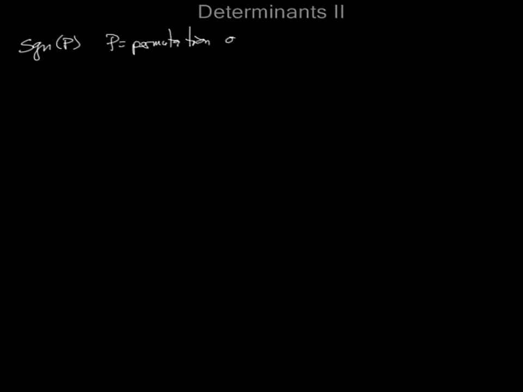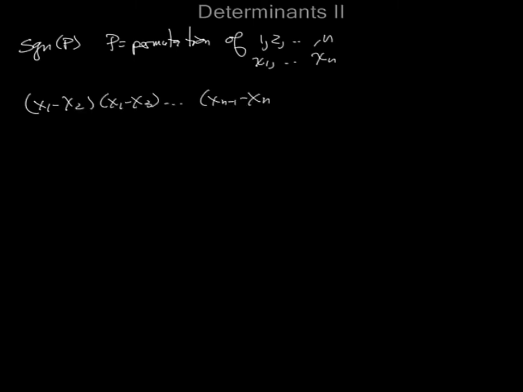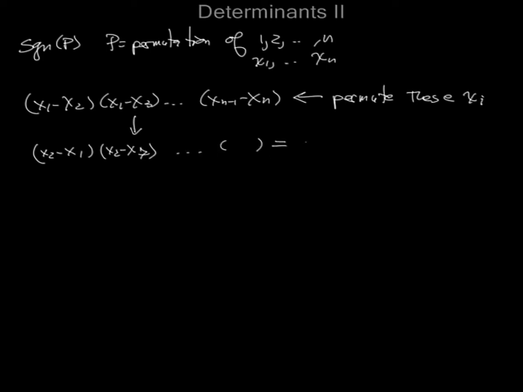I want to talk a little bit more about this sign function. So we have this permutation of 1 through n, or think of it as x1 through xn. And let's look at this polynomial. This is the determinant of the Vandermonde matrix, this polynomial here. And you can apply a permutation to this formula by just permuting the xi's. So you change this where, for example, if you switched x2 and x1, you would get this, and suppose x3 went to x7 and so on. You just permute the variables like this.